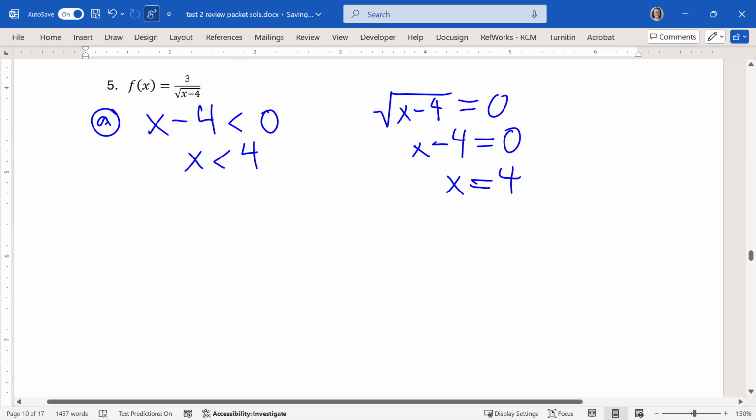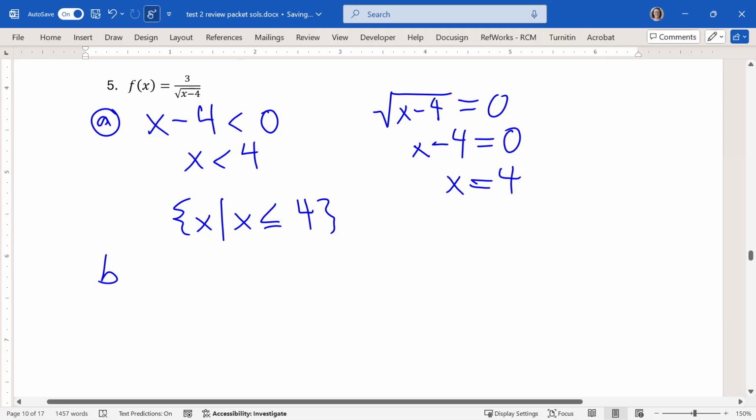Okay, so the total answer here for part A is I can put this together into interval notation or set builder notation. So x such that x is less than 4 or x is equal to 4. We should combine these into one thing. I think it's kind of silly to write it separately like that. So at least at this point, hopefully you would realize that you can combine these.